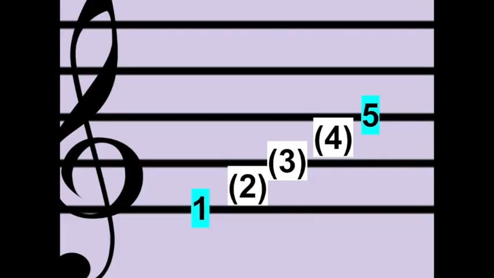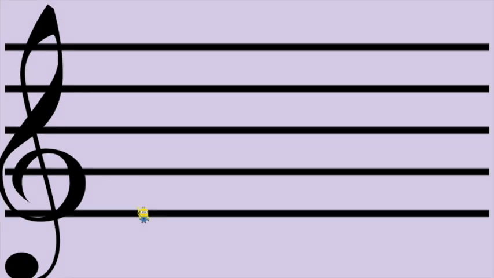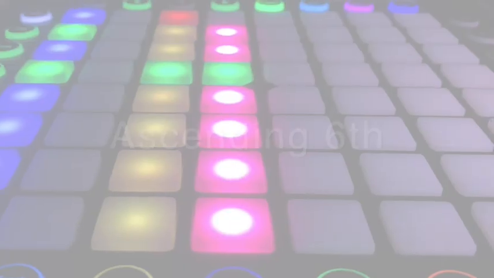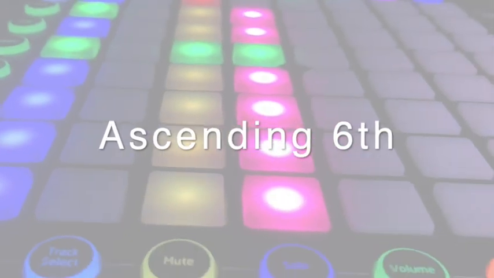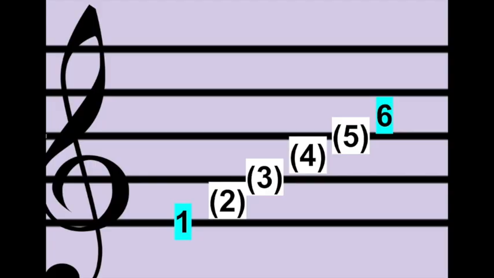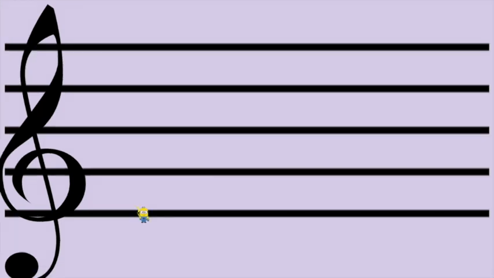An ascending fifth is going from 1 to 5, skipping 2, 3, and 4. In this instance, it can look like line 1 to line 3. Line 1 is still E, up a fifth to line 3 is B. 1 to 6 is a sixth, skipping 2, 3, 4, and 5. In this instance, line 1 to space 3 is a sixth. Line 1 is E, and space 3 is C.